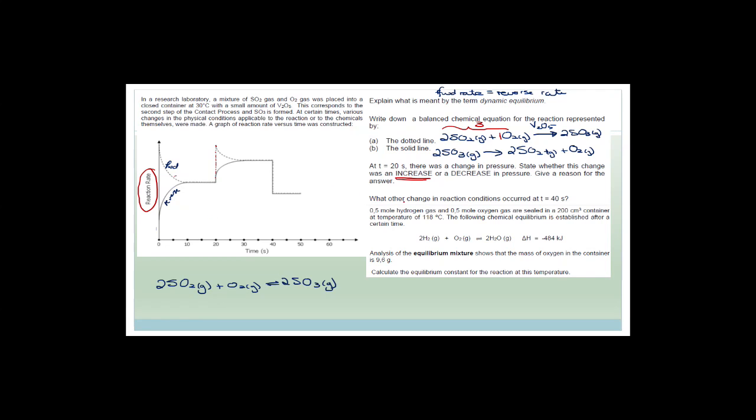Then it says, what other change in reaction occurred at T equals 40 seconds? So now, do you agree it's a square? Okay, so what could possibly have happened? Do you agree there's a decrease in the reaction? It is a very serious decrease in the reaction rate. Okay, and remember, this is a reaction rate, so it can't be temperature. Let's think about what changes reaction rates.